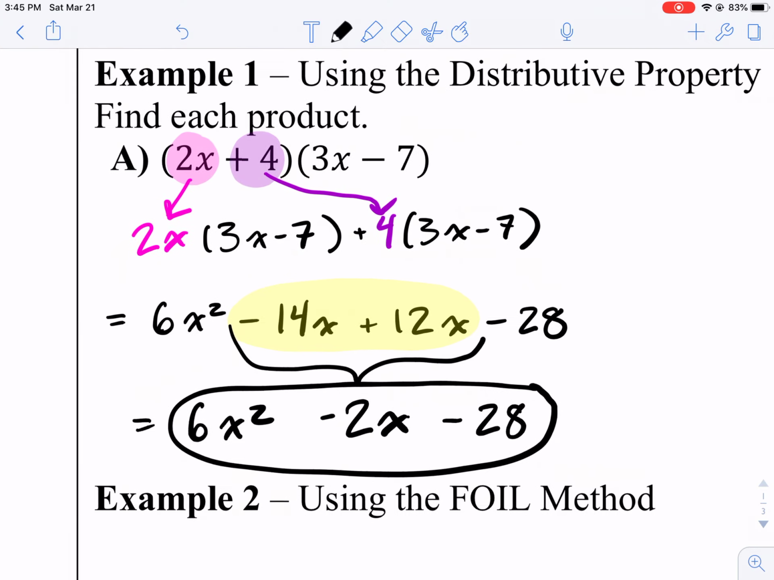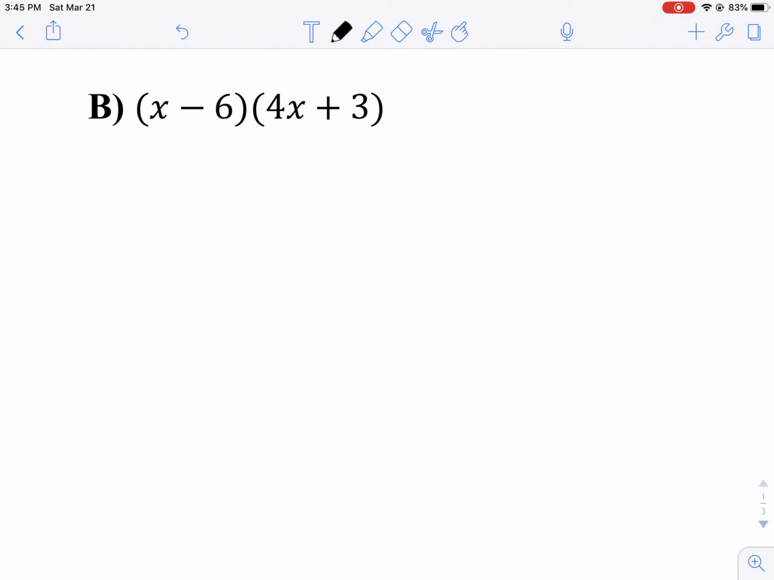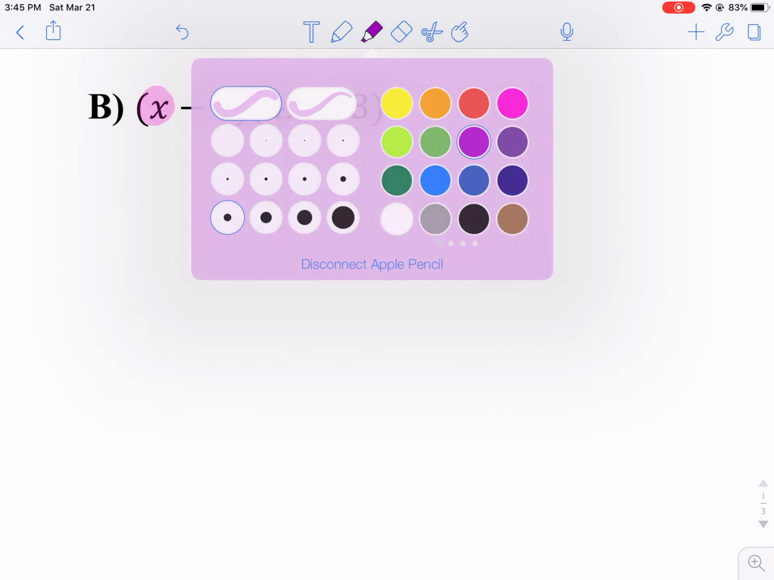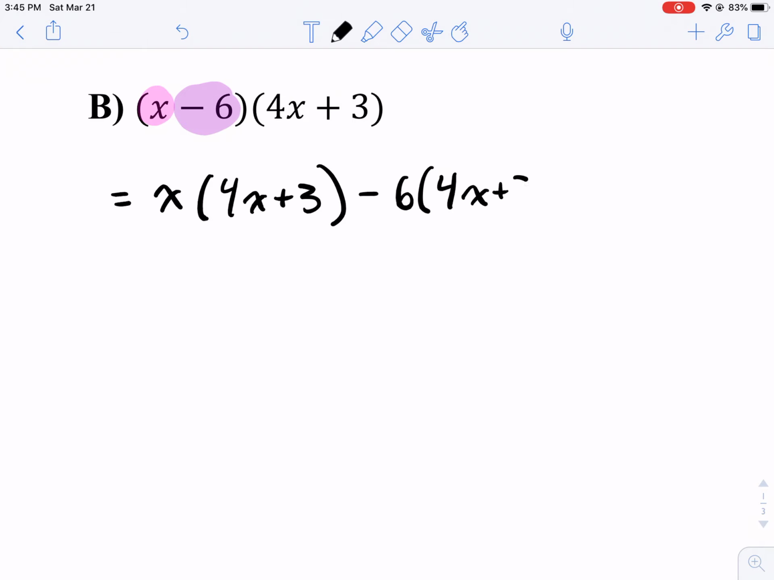Go ahead and pause this video and try to do part B using the steps in part A. Okay, let's go ahead and use the distributive property on this one. First, we are going to distribute our x to both members of our second binomial, and then we are going to distribute our negative 6. So here we go. That's the same thing as x times 4x plus 3 minus 6 times 4x plus 3.